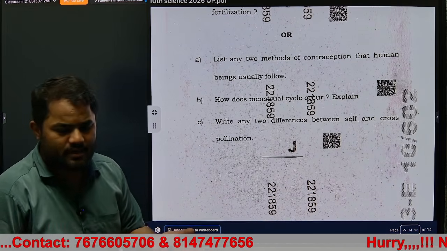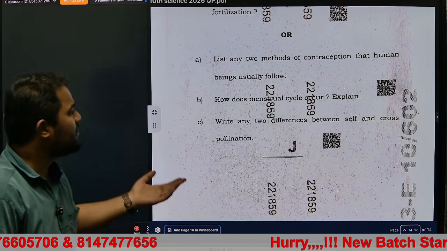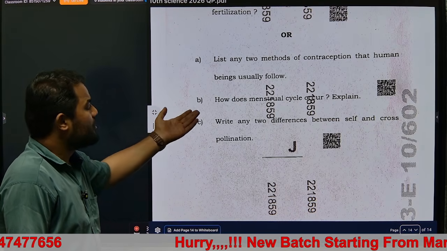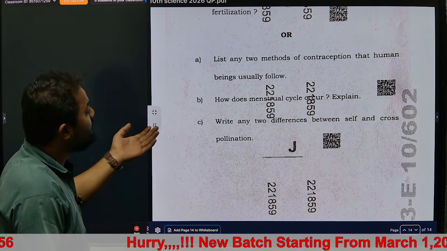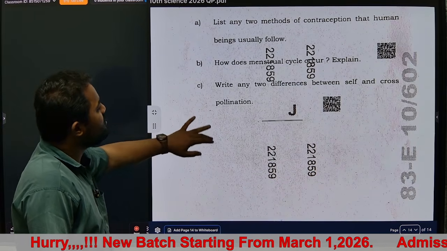Contraception methods are the methods by which we can prevent pregnancy. You can write the natural method, barrier method, or intrauterine devices. You can write the copper T loop, and you can also write the surgical method. Okay. Next, how does the menstrual cycle occur?